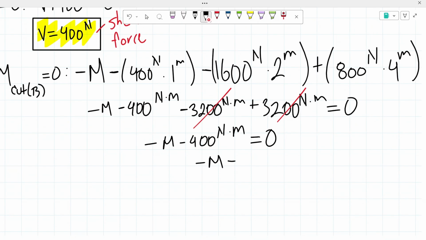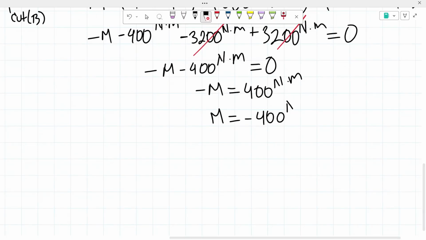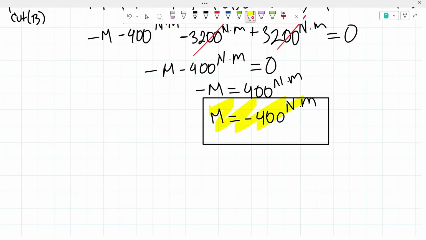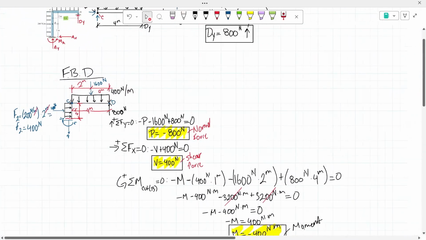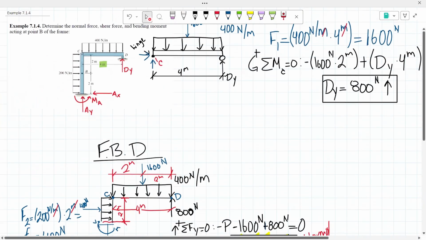So we have negative M is equal to 400 Newton meters, but we want this positive. So our moment has a value of negative 400 Newton meters. And with that, we are done with this example. This is our moment. So with this, we are done with this example. This example, once again, was asking us to determine the normal force, shear force, and bending moment acting at point B of the frame.